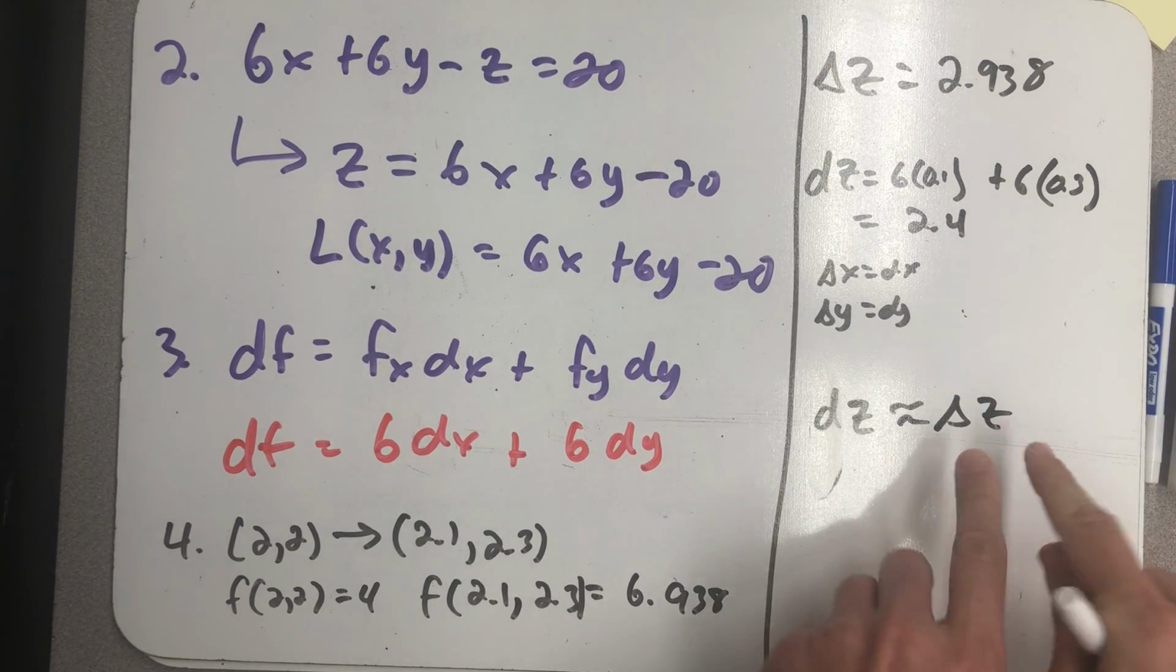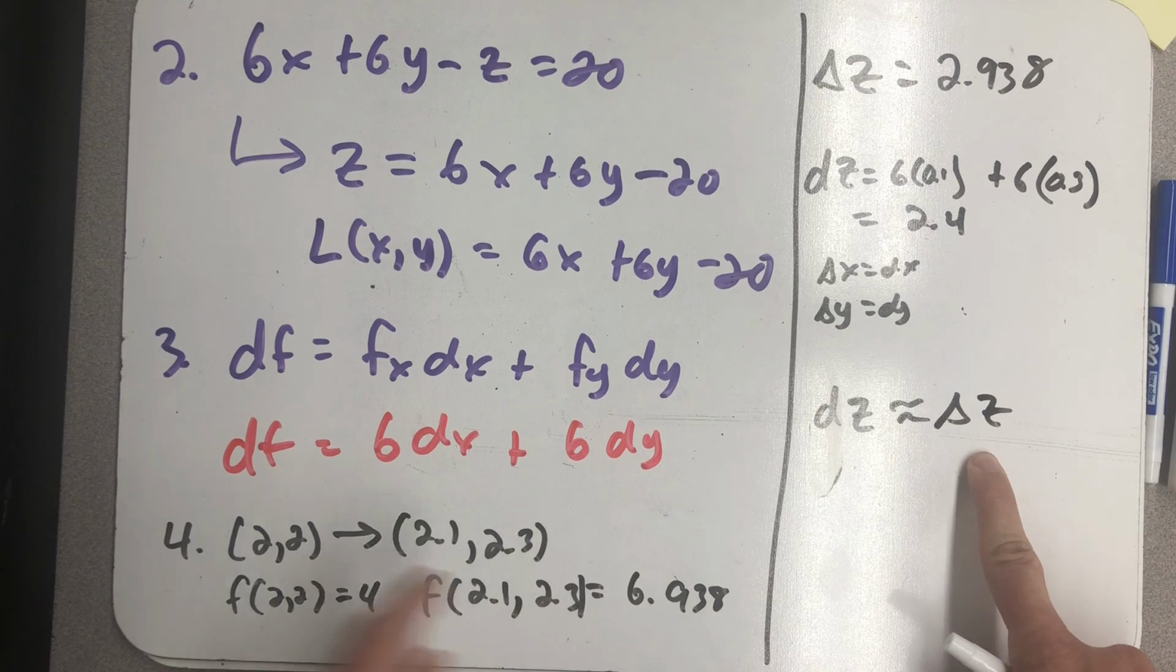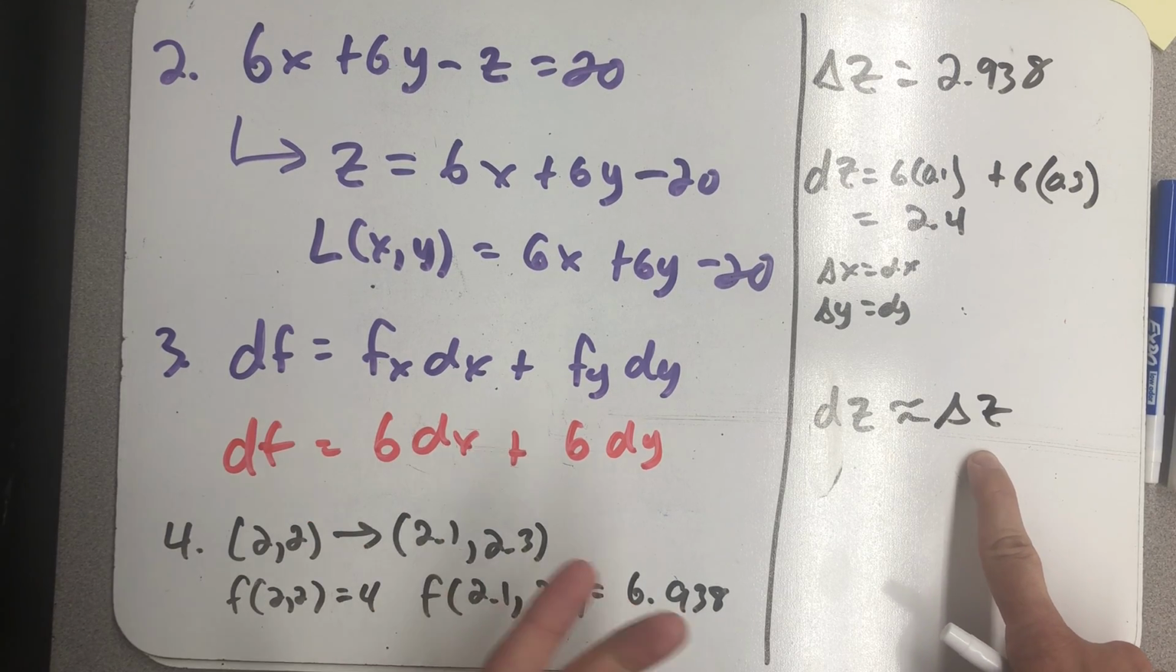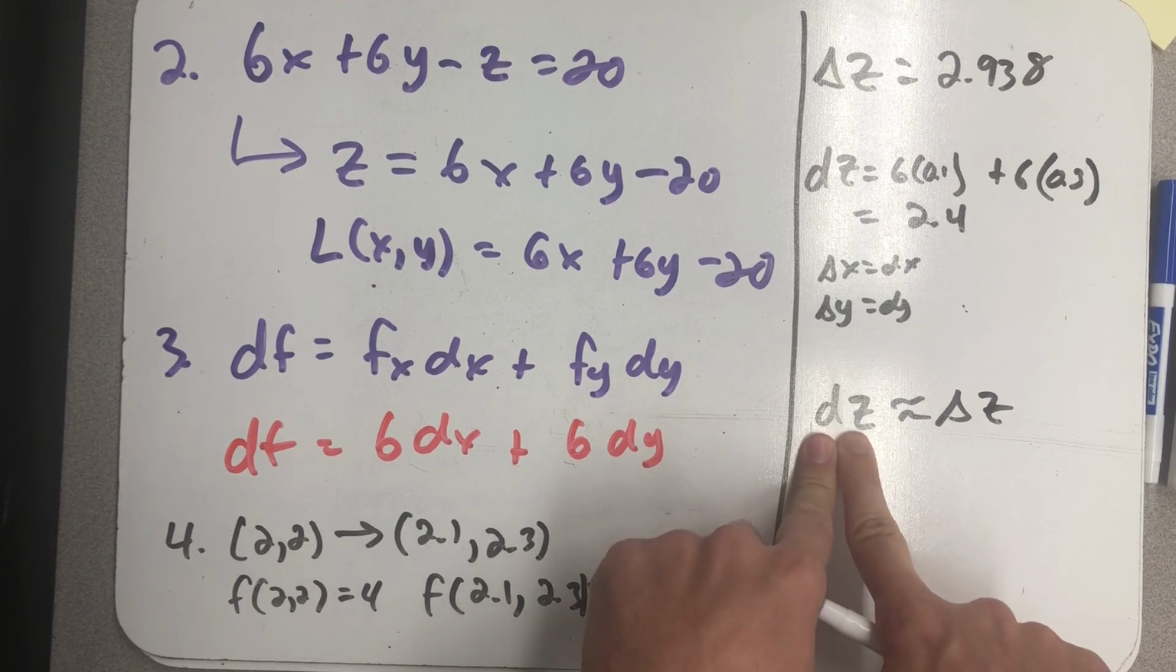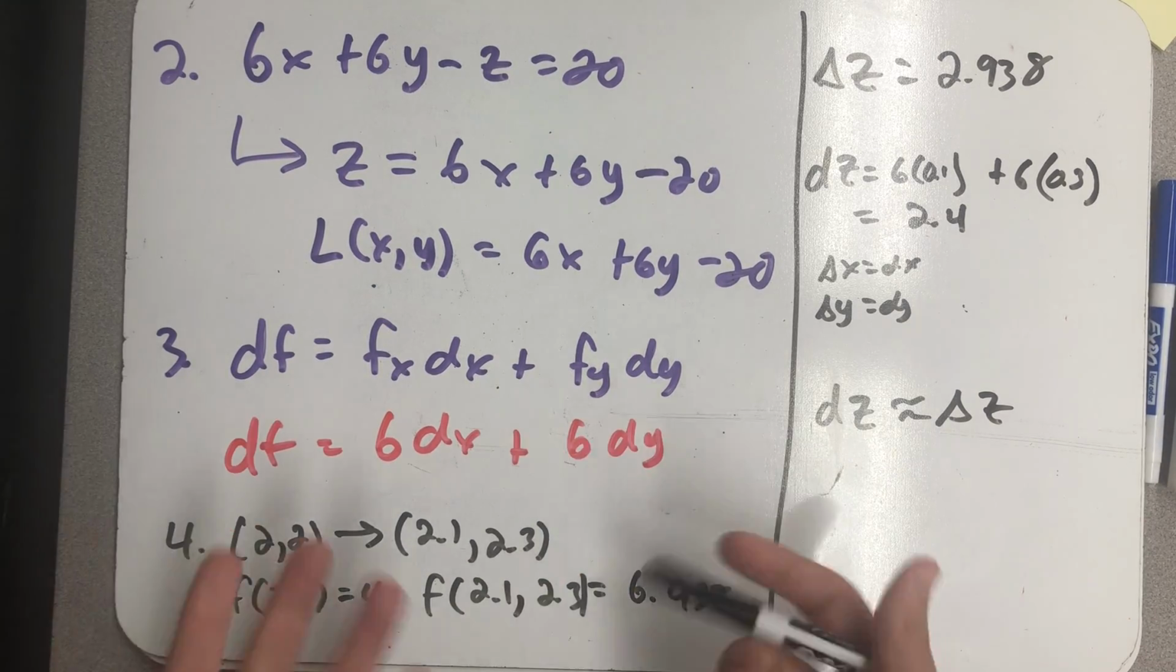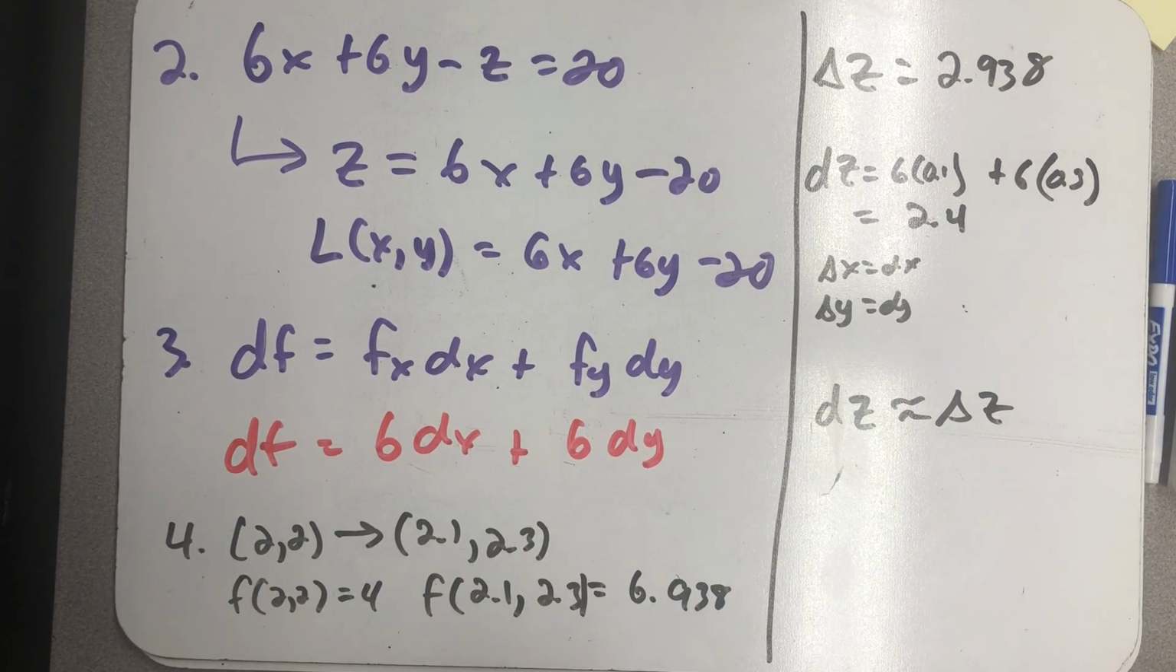Delta z is the actual change in the z coordinate as I move from one point to the other point on the function. dz is the change in height as I do the same thing with respect to the tangent plane. The same way that a differential was approximating the change in a function in Calc 1 using a tangent line. Okay.